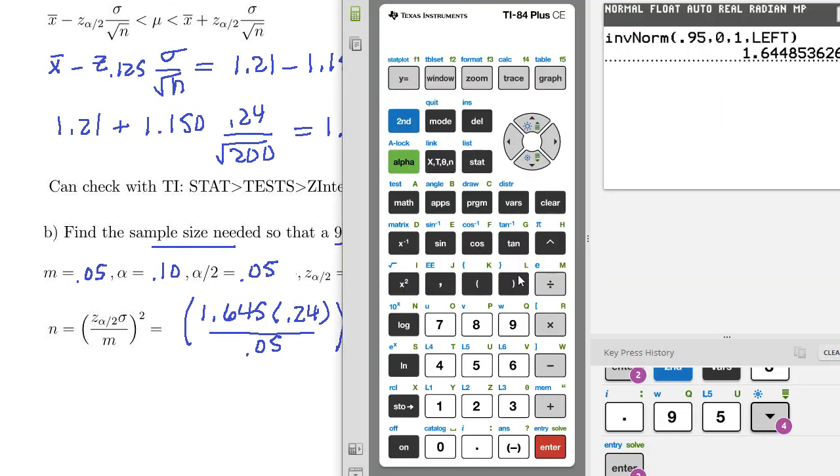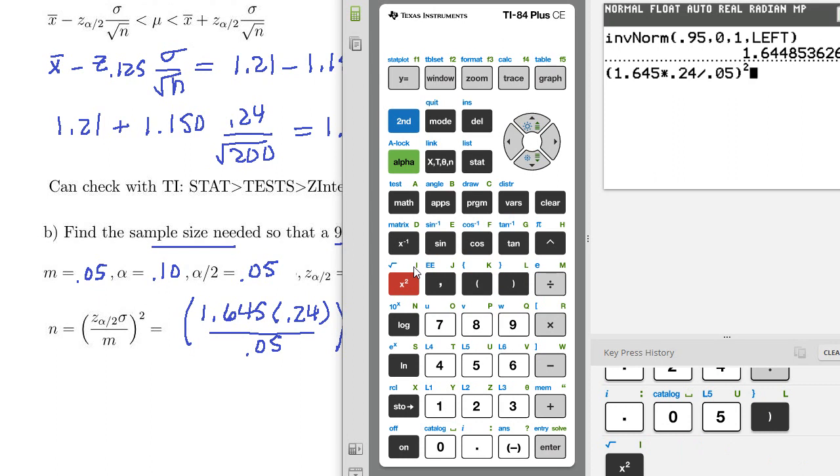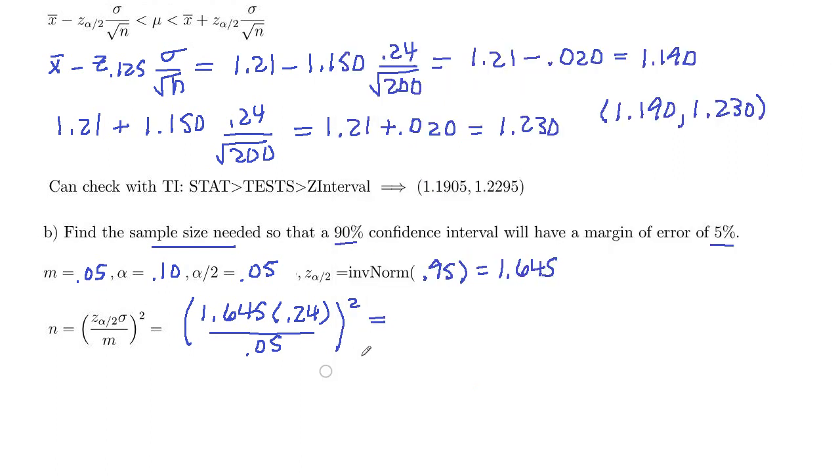So let's go ahead and key that in the calculator. Let's do parentheses here, and we've got 1.645 times 0.24 divided by 0.05. Close up our parentheses and square it. So 62.3 approximately. And with sample sizes, we always round up. So not standard rounding, but always round sample sizes up, because 62 is not enough to quite get that margin of error of 0.05.